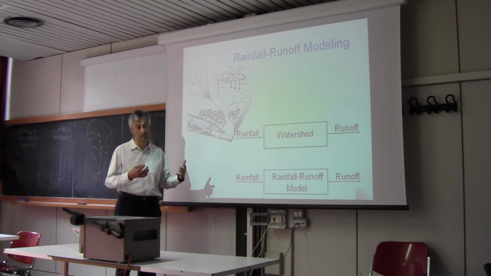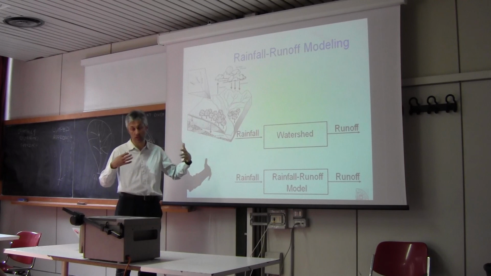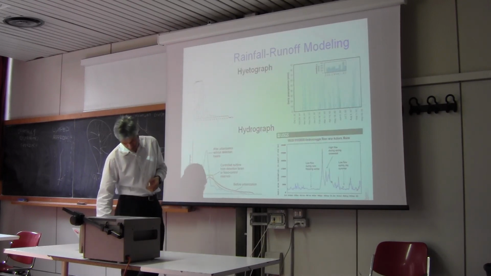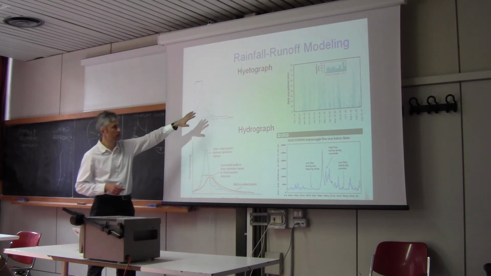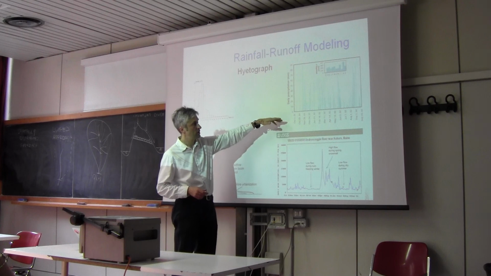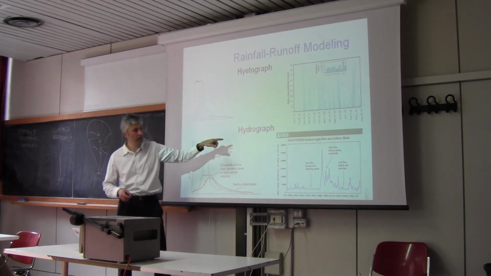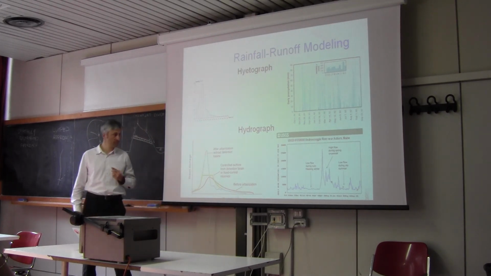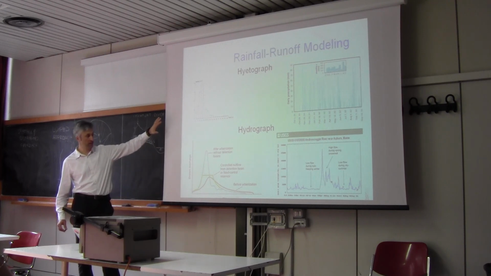Humans didn't start to try to better understand this relationship in ancient times. They started about 150 years ago. And the practical aim is to start from a graph of rainfall over time, which is called the hyetograph, and to derive a graph of river flow over time, which is called the hydrograph. And you can see here an anticipation of a very important concept.